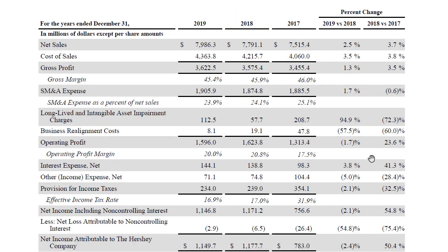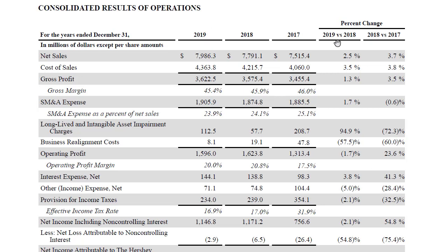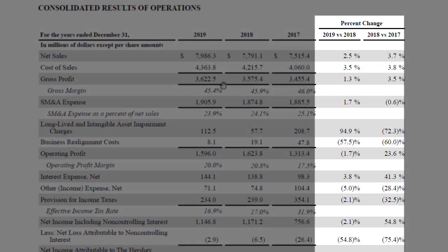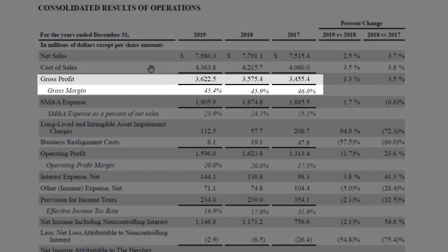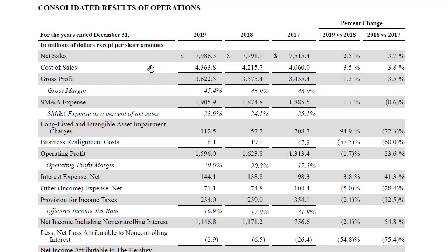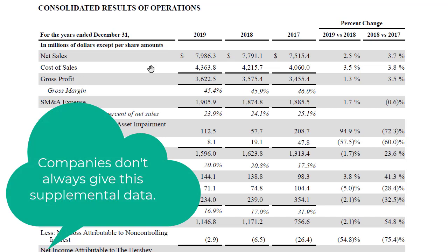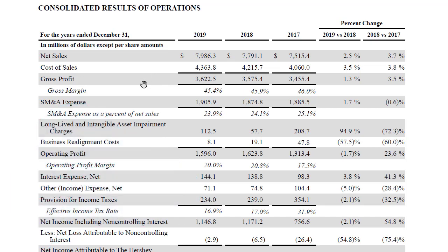Now, what's really nice about the way Hershey presents this here in their 10K is they provide this other segment here. Again, same information, just in a different form. And what's nice about this is it shows the percentage change year over year, as well as the gross margin. So the gross margin is simply the percentage of net sales that gross profit represents. And so what you want to look at here is a trend in gross margin. And you want to understand, again, why that happened.